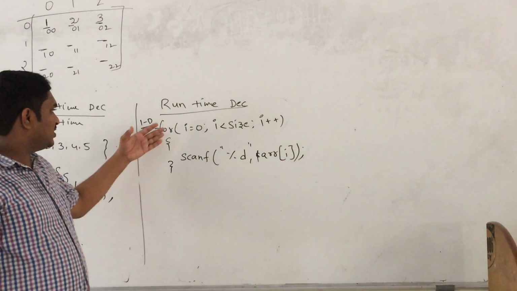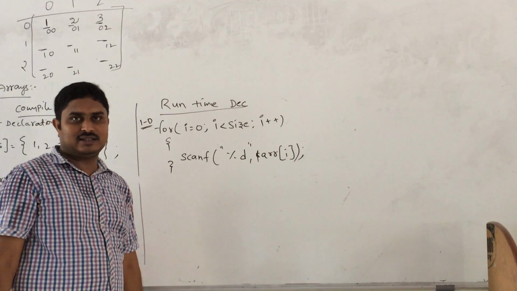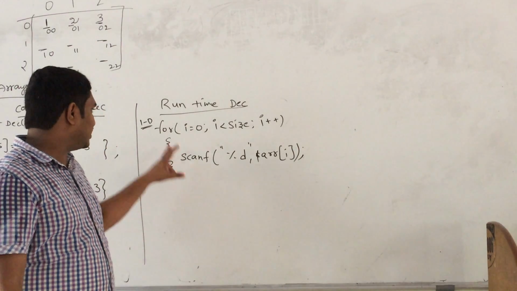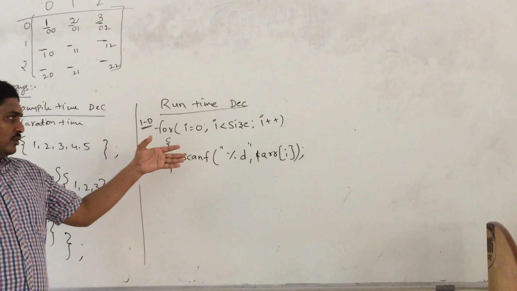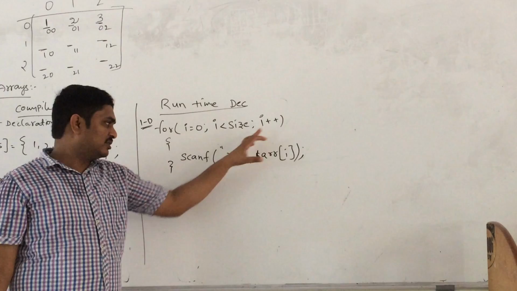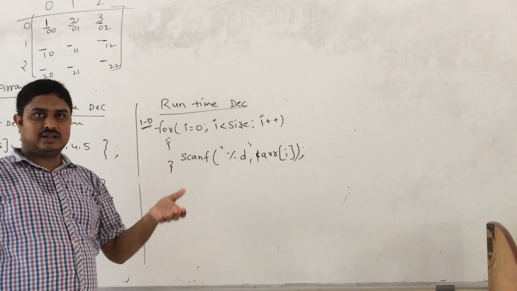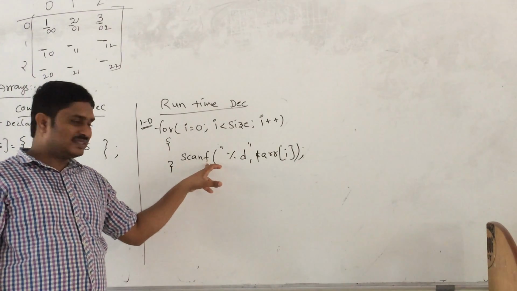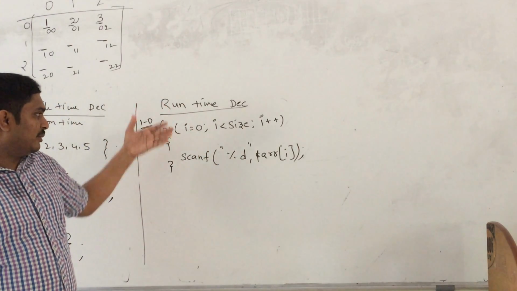For runtime initialization, we can use the iterative statements, which are also called looping statements, like the for loop and the while loop. In a one dimensional array we use one for loop. So we know this: for i equals 0, i less than size, i plus plus. Here, for runtime initialization, taking values at runtime, we use the function scanf. So we use this for loop in a one dimensional array.